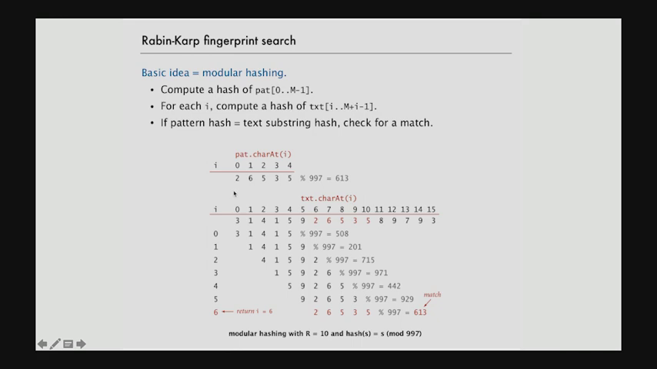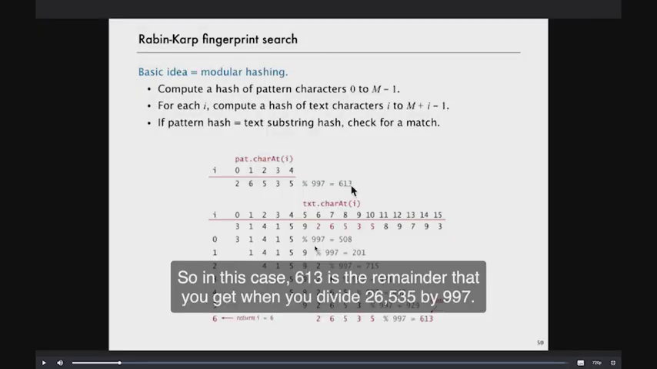So as you see, there is a sequence of characters 2, 6, 5, 3, 5, and we take these numbers as one big 5-digit decimal number. Then we take any big prime, not only 997. We can take any number, but it must be prime. So we take a big prime number and take the remainder when we divide this decimal number by the prime. So we receive as a result 613.